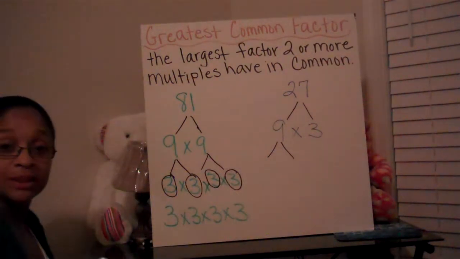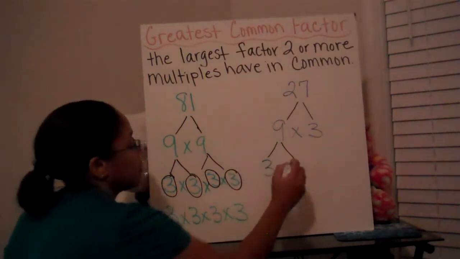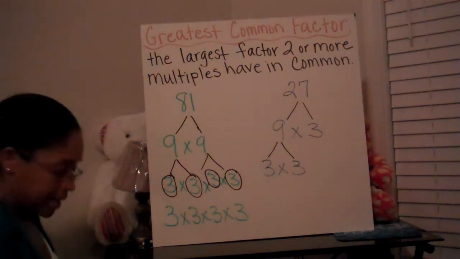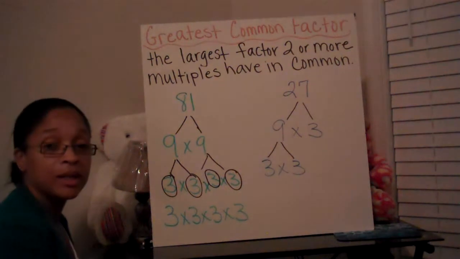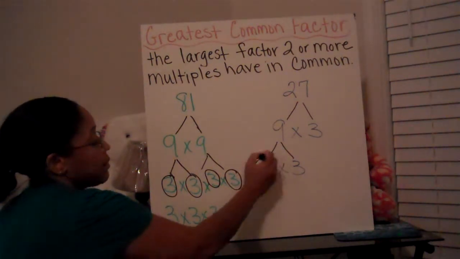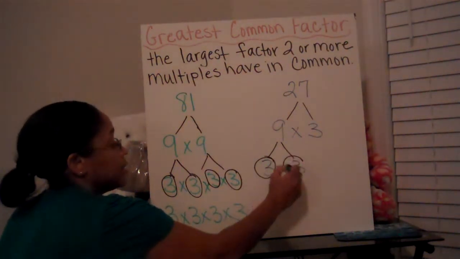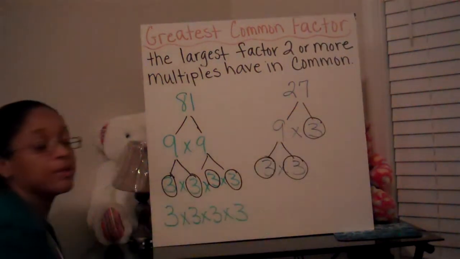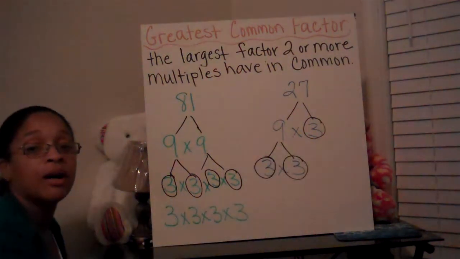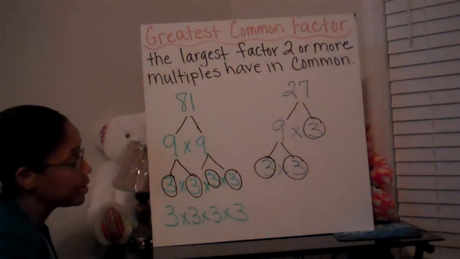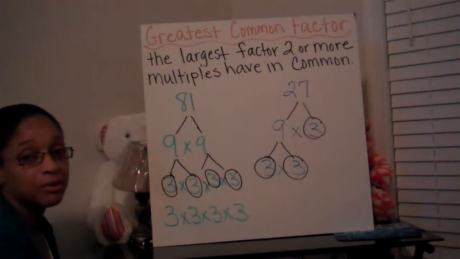I need blue because I'm color-coded. So 3 times 3 makes 9, and then I'm going to decide if those numbers need to be circled or further decomposed or broken down. 3 is prime because the only way to get 3 is 1 times itself, so I'm going to circle it. And that means I'm going to circle all the 3's. There's no other numbers waiting to be broken down, and so I'm done. All the numbers that are underneath the branches are circled, which means they're prime and can't be further broken down.